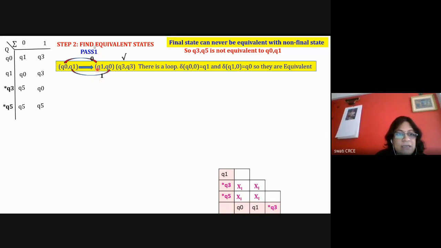So if you see here in this particular part, it is a loop. Like Q0 is connected to Q1, and Q0 is dependent on Q1. So if such a kind of loop is there, here it is Q0 Q1, but here it is Q1 Q0. So if such a kind of loop is there, they are equivalent. And in the past one only we can say that they are equivalent.